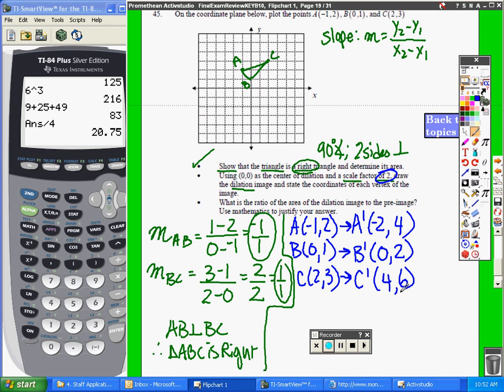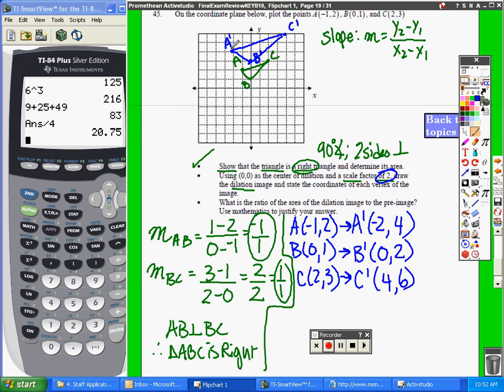So using this, we have stated the coordinates and we need to draw the dilation image. So I'm actually going to go back. So I'm going to say -2, 4. That's where A prime will end up. B prime will be at 0, 2. And C prime is at 4, 6. C prime. So as you can see, it looks exactly the same shape, but just a little bigger, specifically twice as large.